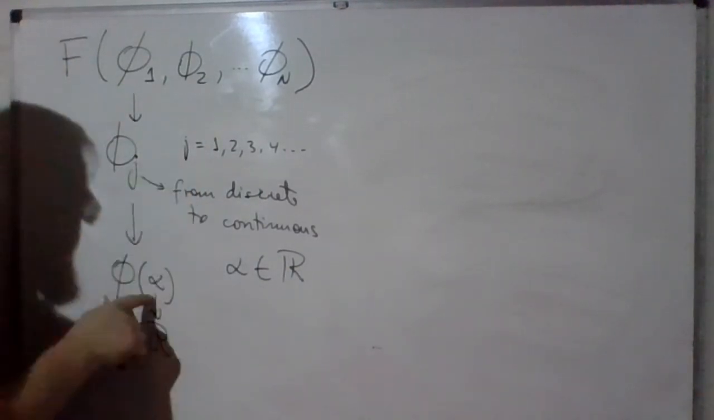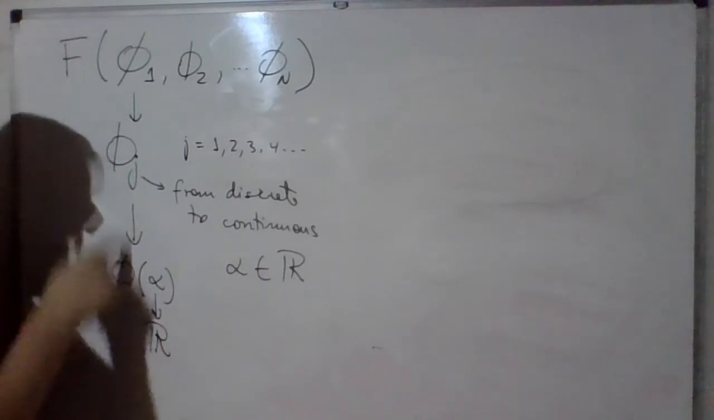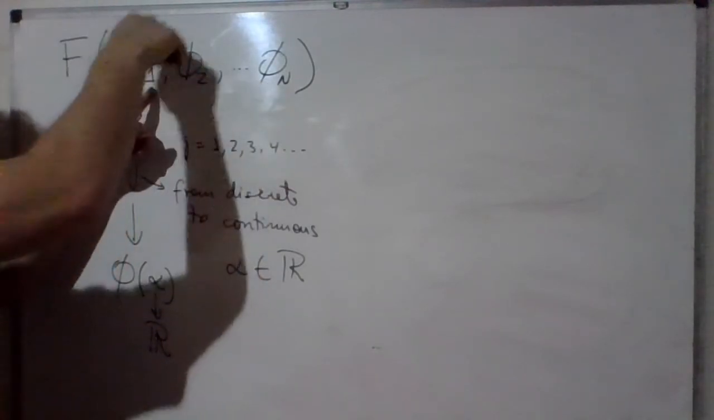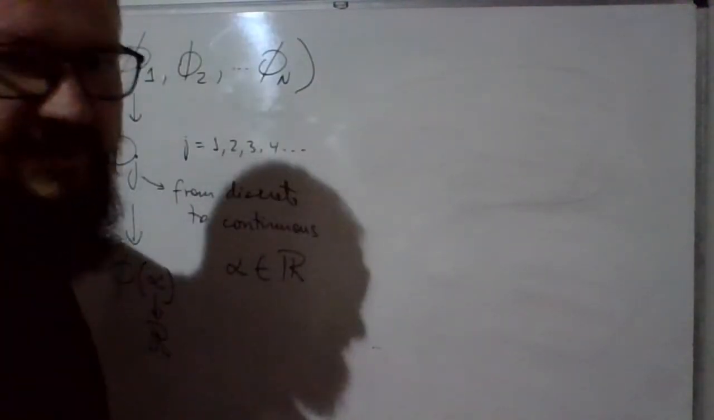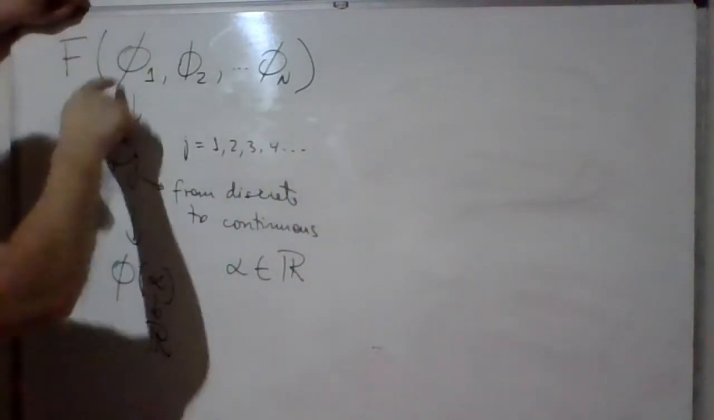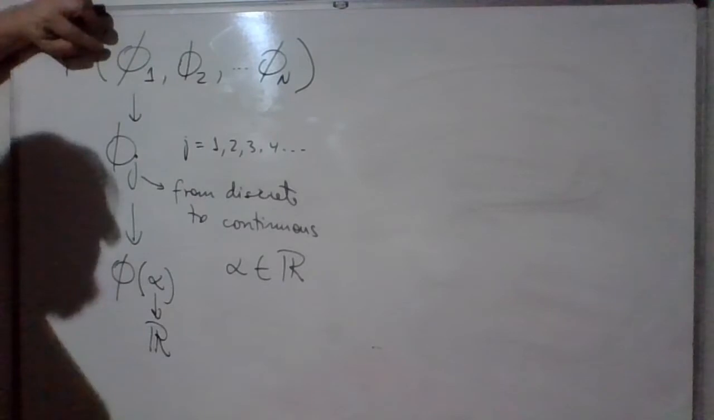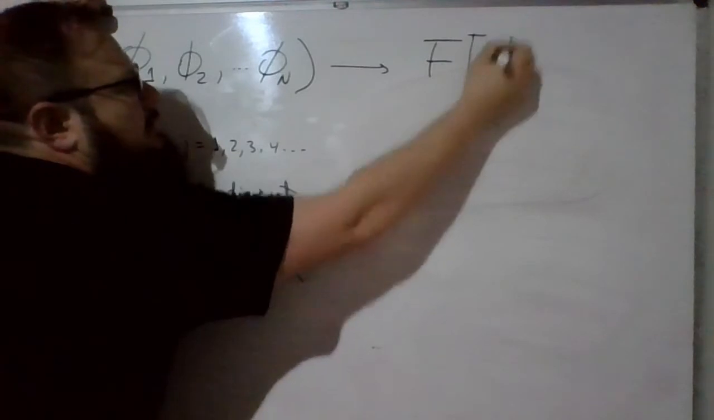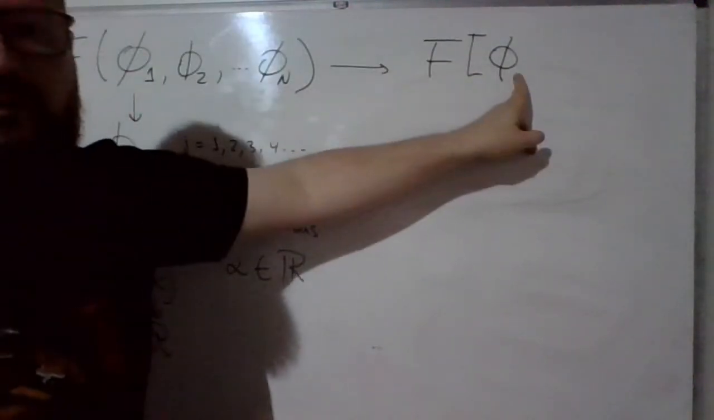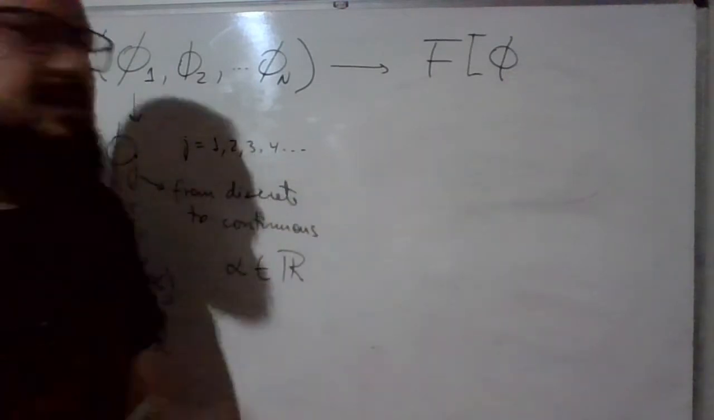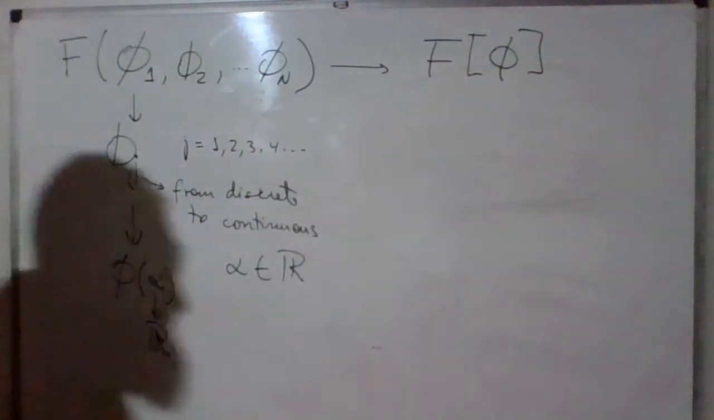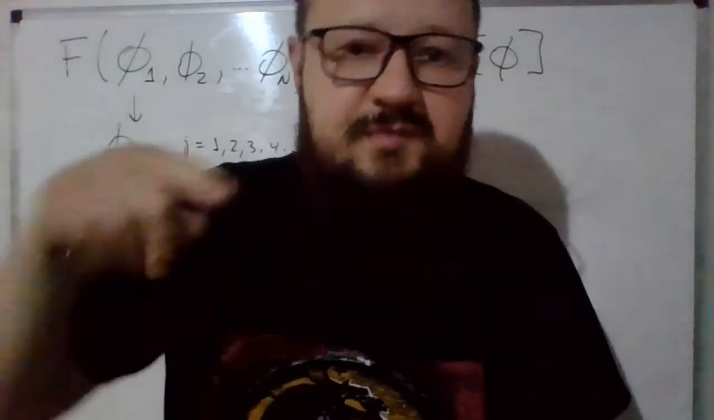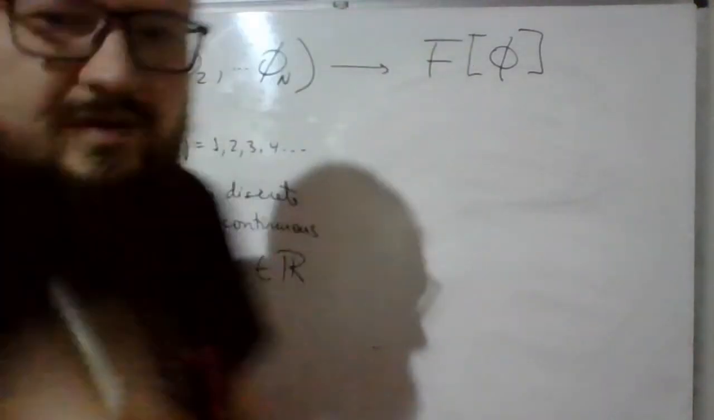This index becomes a continuum, and this, which is n-dimensional because the set of numbers I need to plug into this function is finite, phi 1, phi 2, phi n. Now I need to insert an infinite number, which is this phi. This object becomes a function in a vector space and indexed by alpha, which is a continuous parameter.